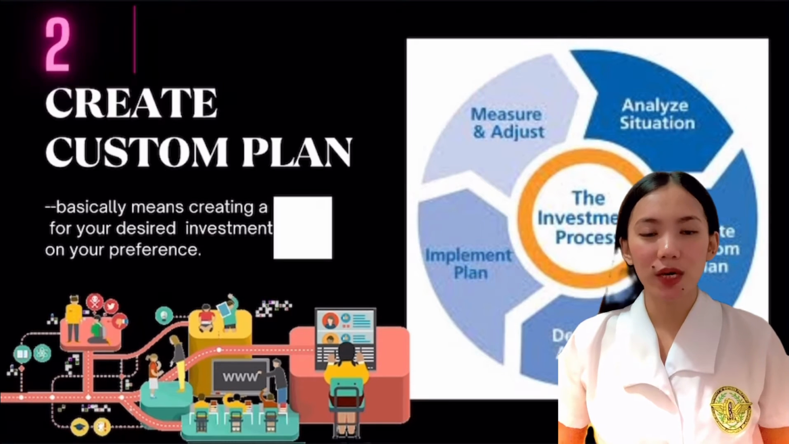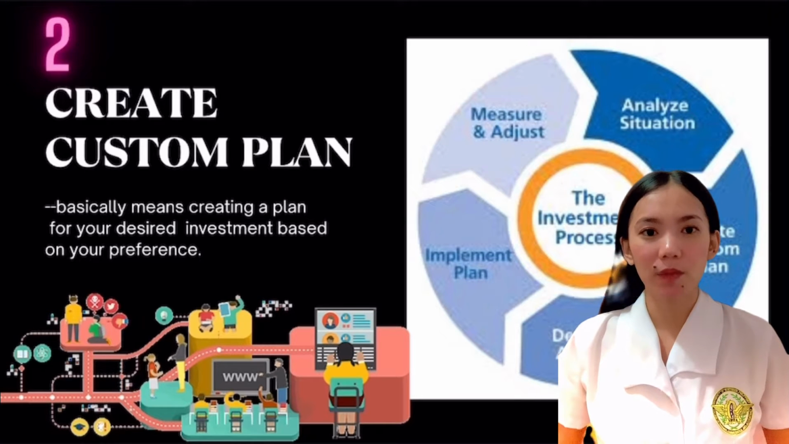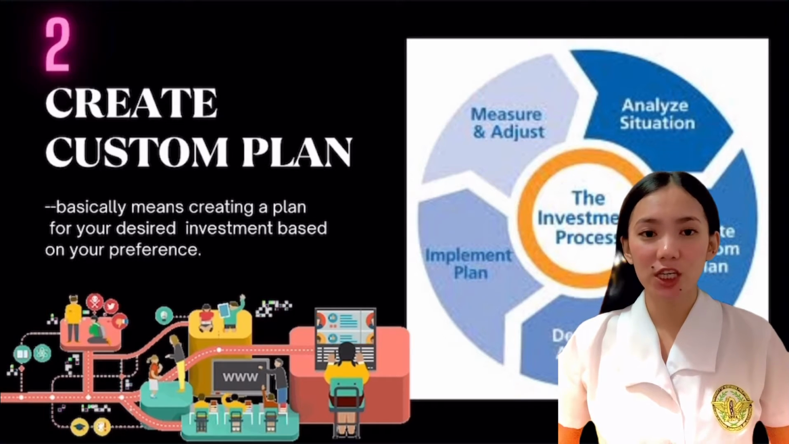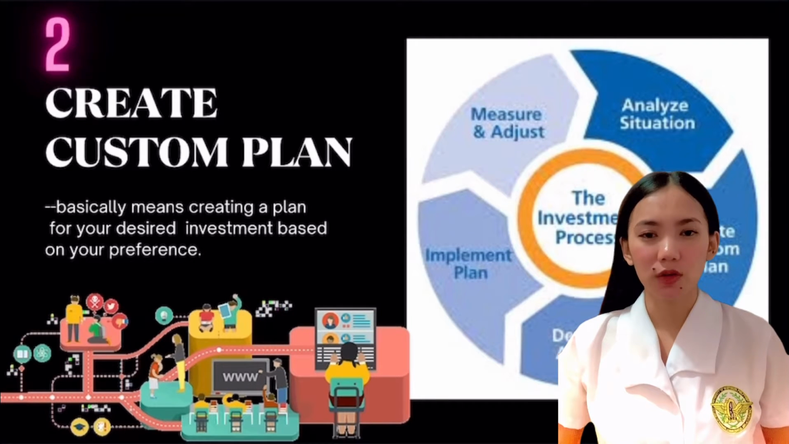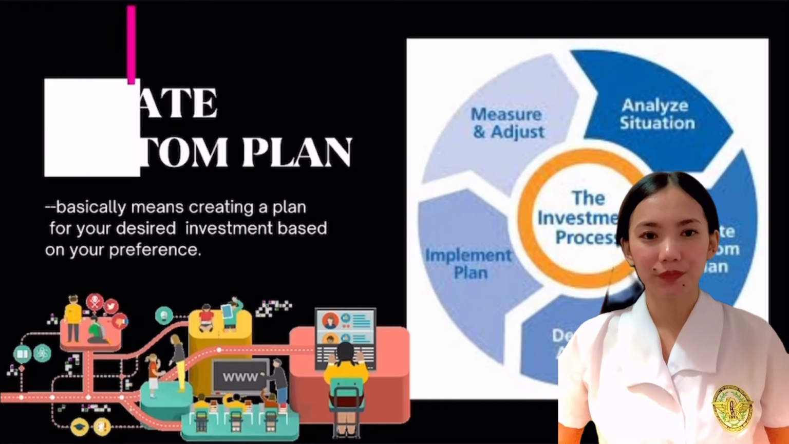Second is to create a custom plan. It basically means creating a plan for your desired investment based on your preference. Here, for example, you've decided to invest in a telecommunication company. Would you like to invest in short-term or long-term? How would you do that? Planning and thinking what would be the pros and cons is a part of custom planning.